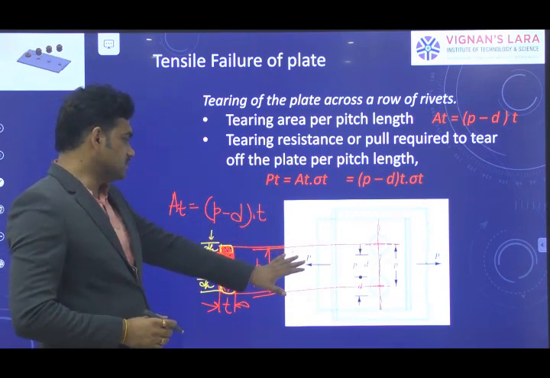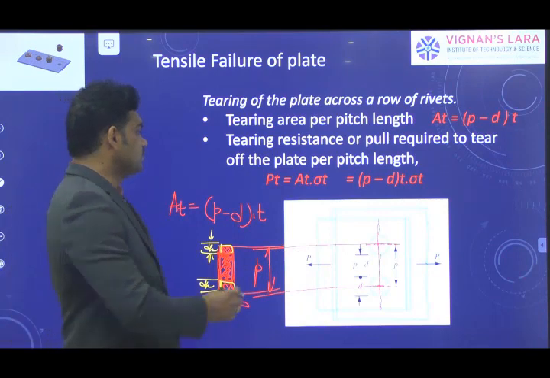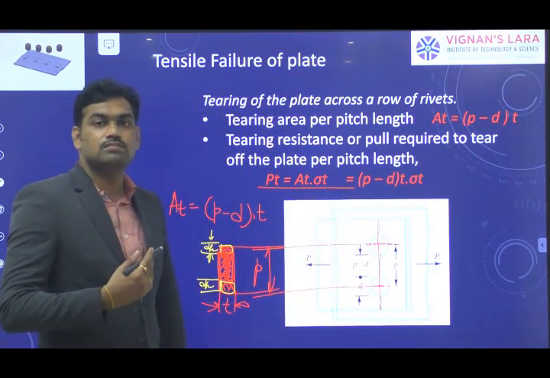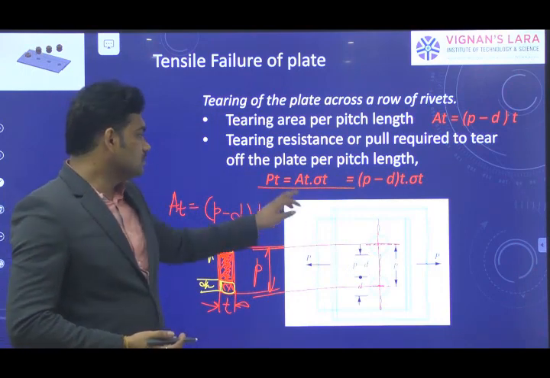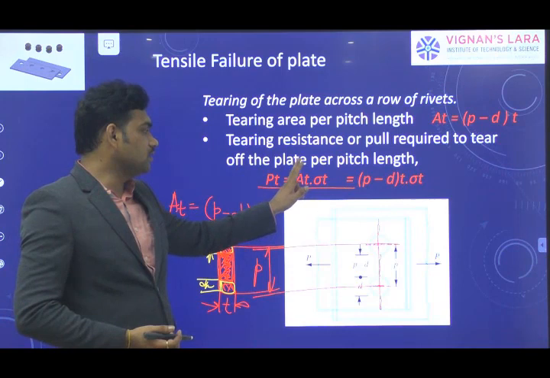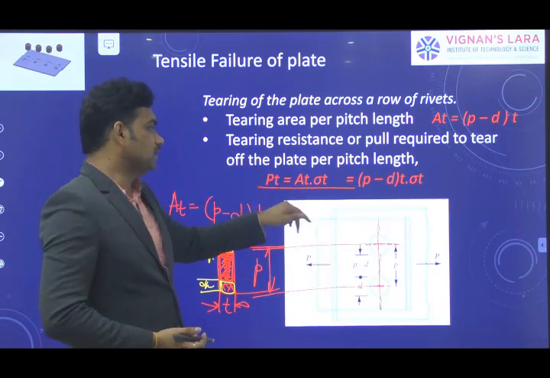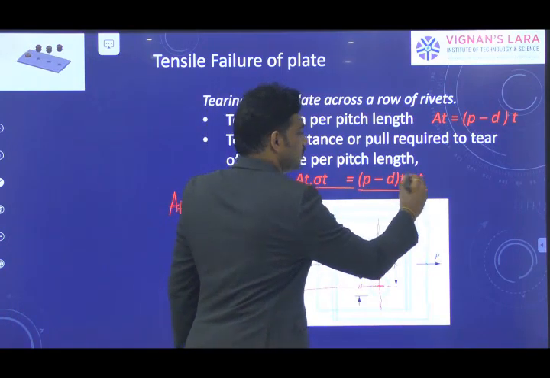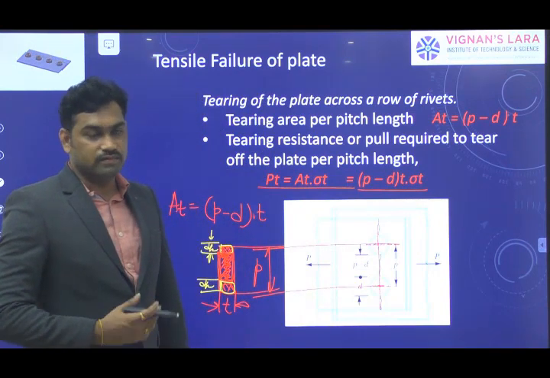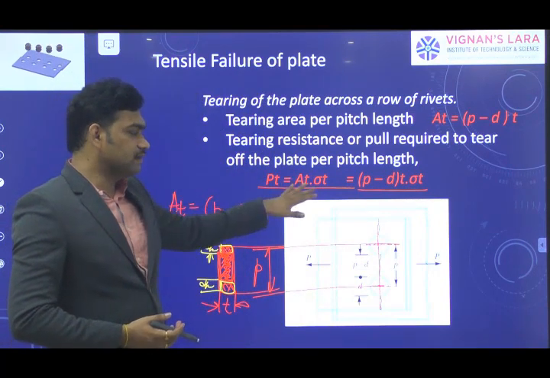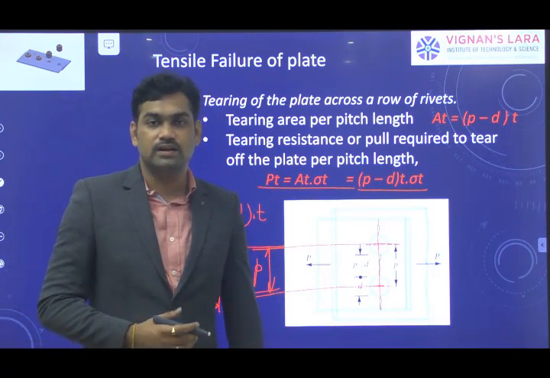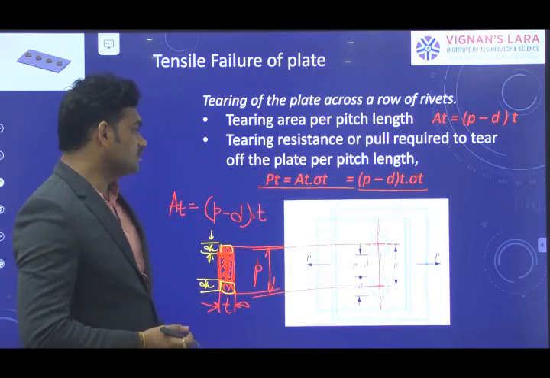Clear? That is the tensile resisting area, and the tensile strength can be written as the tensile area into the permissible tensile strength of plates. So here AT denotes the tensile resisting area, AT into sigma T. So I can use p minus d into t into sigma T. That is the tensile strength of the plate, for tensile failure. If you provide this much tensile strength, you can avoid the failure of the joint in tension. And the third failure is a crushing failure.